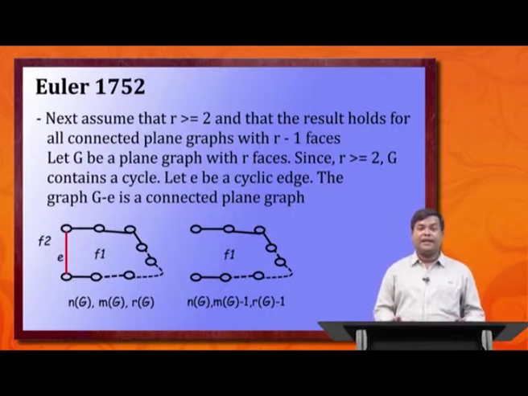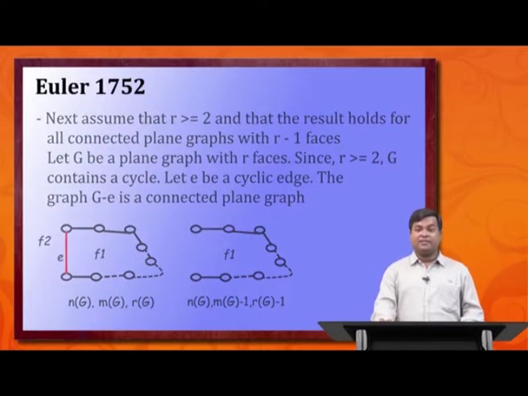Okay, so f1 and f2. If we omit that edge e, then what will happen? We merge both of them and create a single phase. So there will no longer be two phases, and the total number of phases will also be r minus 1.